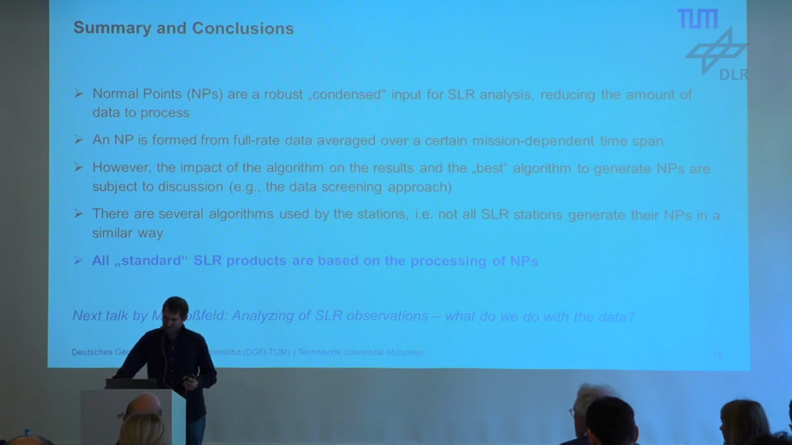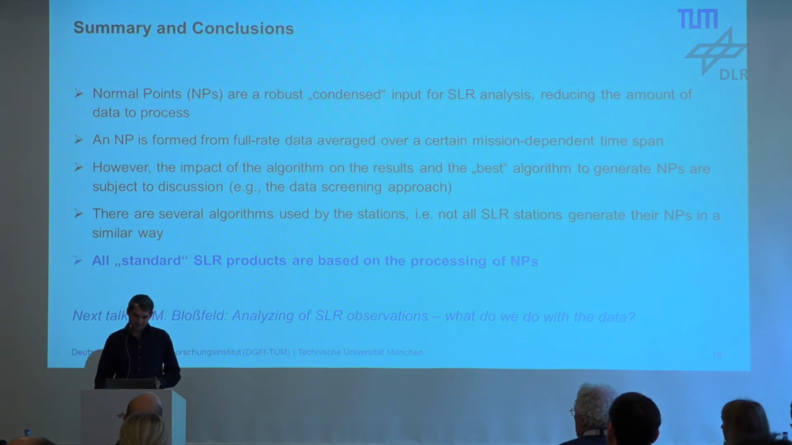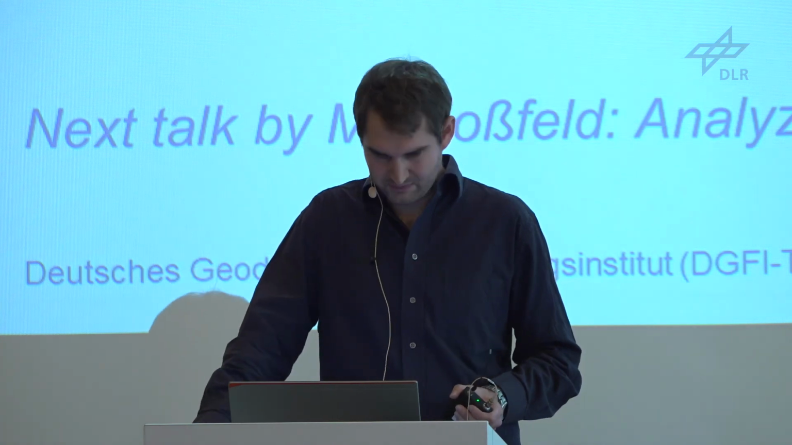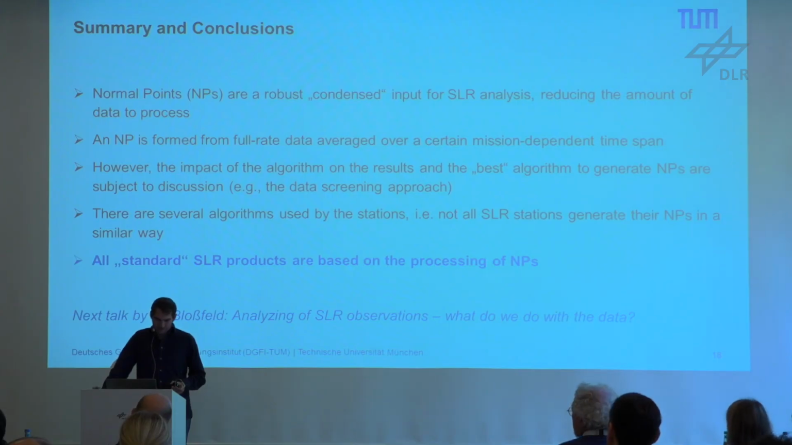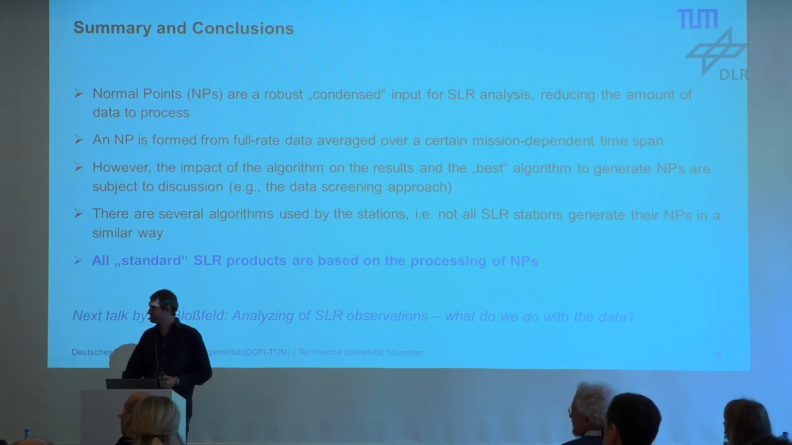Basically, a normal point is an averaged observation over a certain mission-dependent time span. The problem that we still have is that there is not only one single normal point generation algorithm. Different stations use different approaches, and it's still a subject of discussion which one is the best approach. So all standard products we have so far are based on these normal points. And then Mattis is now continuing with what we do with this data. That's it.